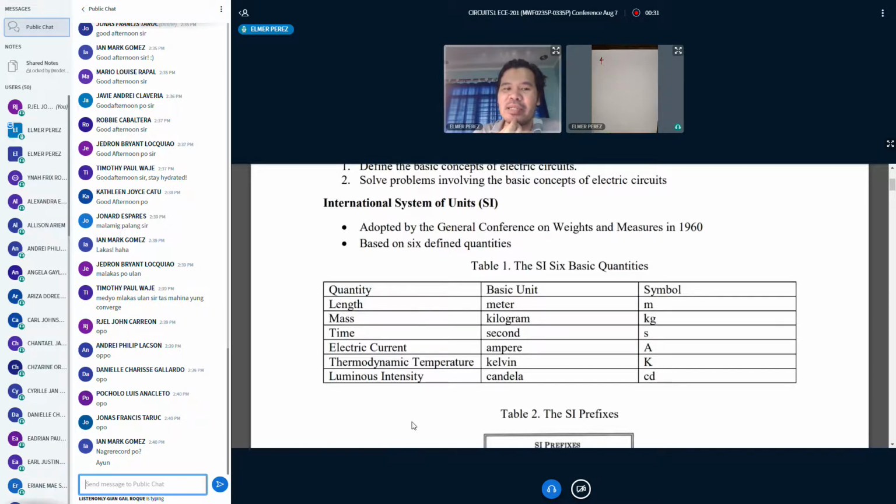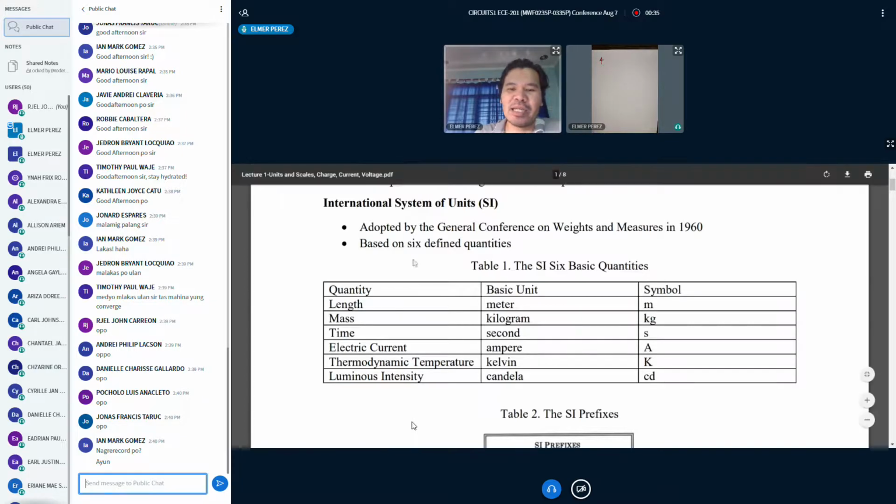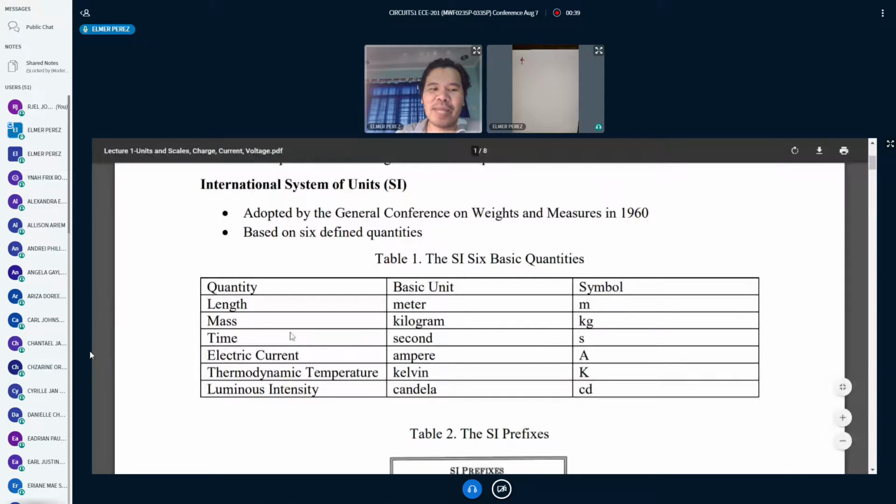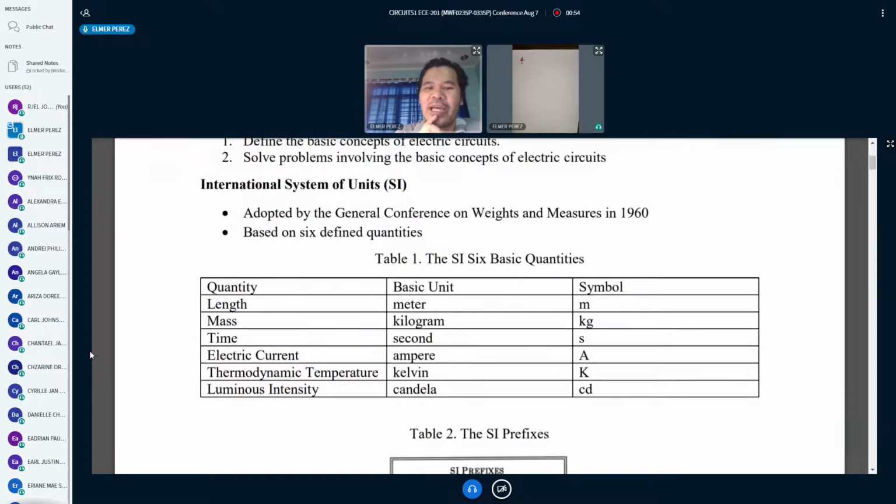So these are based on 6 defined quantities. So ito yung mga basic na quantity. So yung length, mass, time, electric current, thermodynamic temperature, and the luminous intensity. So in SI unit, ito yung mga basic unit niya. For length, we have meter. And the symbols are also shown on the right side.